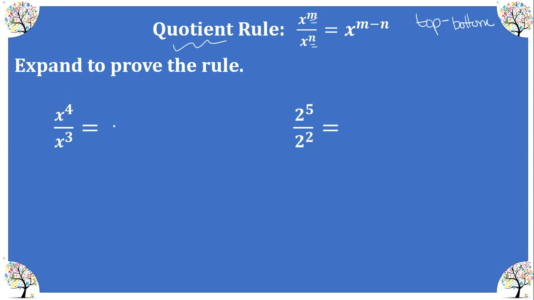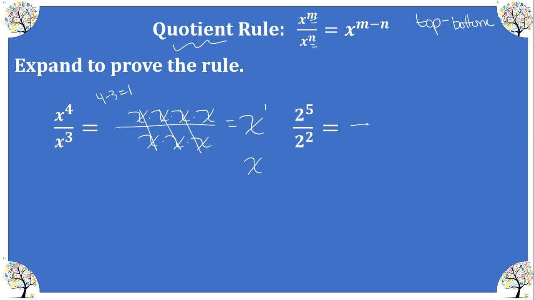So we have x to the 4th, which when we expand, we are multiplying x 4 times. X to the 3rd, we are multiplying x 3 times. And anytime you have anything over itself, it cancels out, or you really get 1. So I'm canceling this. This is where the subtraction part comes in. So I'm subtracting out pairs. And we were left with x to the 1, or just x. And you can see 4 minus 3 gives us that 1 exponent. In our second example, we have 2 to the 5th.